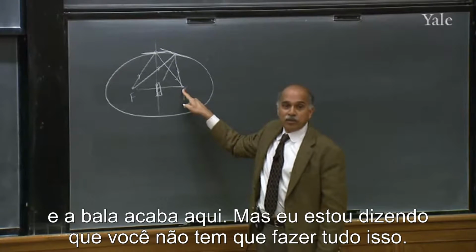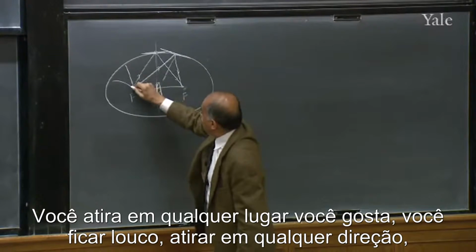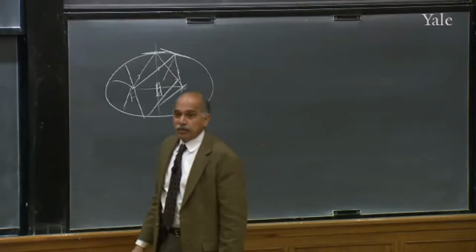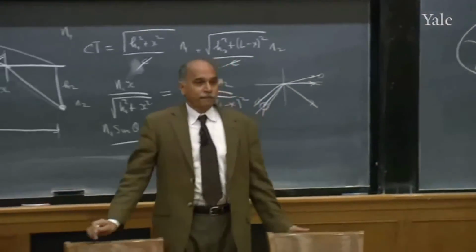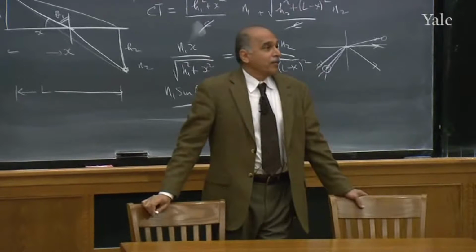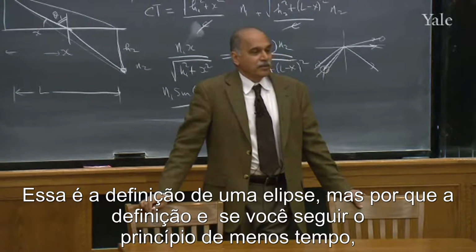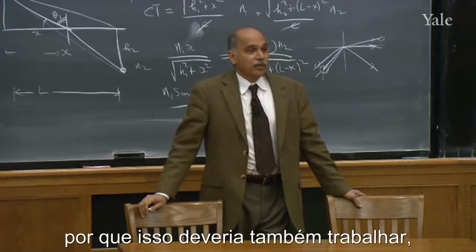But I'm saying you don't have to do all that. You shoot anywhere you like. You go crazy, shoot in any direction. They will all end up on this person. So why is that? Pardon me? That's the definition of an ellipse, but why that definition? If you follow the principle of least time, why should that also work?